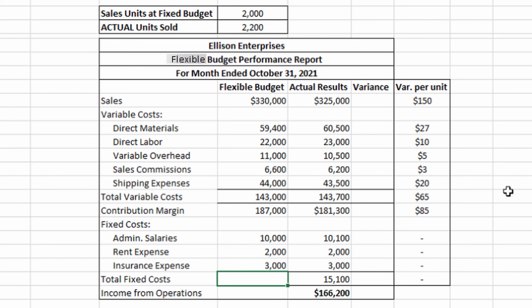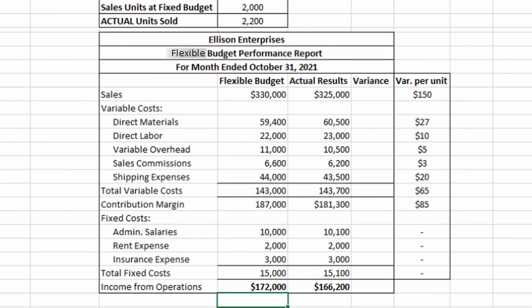Adding up the three fixed costs gives us $15,000 in total budgeted fixed costs. The contribution margin of $187,000 minus the total fixed cost of $15,000 gives us the income from operations of $172,000.